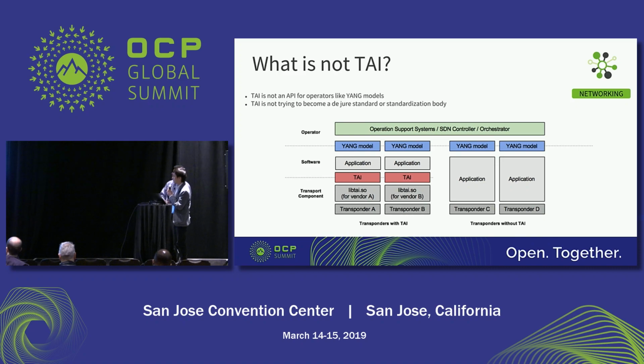Okay, next. And what is not TAI? I'm also sure you already know this, but TAI is not a YANG model or other northbound APIs. Many times people misunderstand and ask why you start another new open API. We already have OpenConfig, TAPI, or other open APIs. So we always use this slide. TAI is not about that. TAI sits below those northbound APIs.